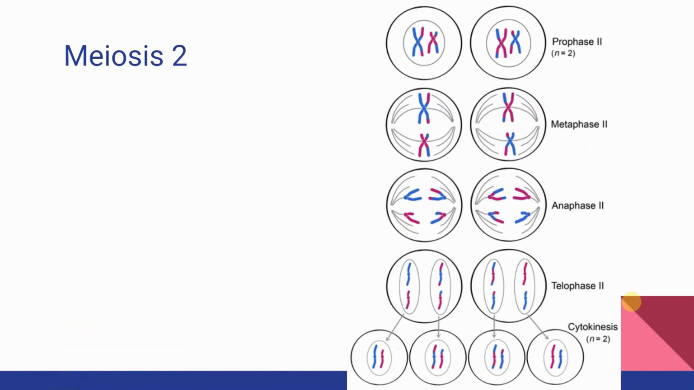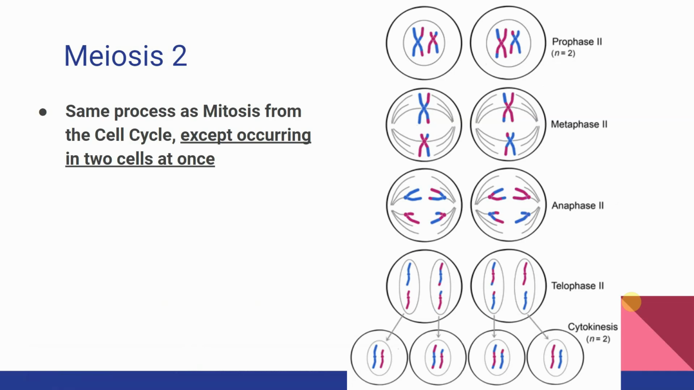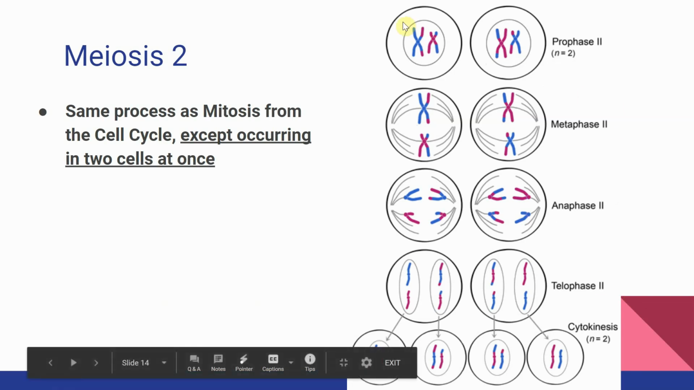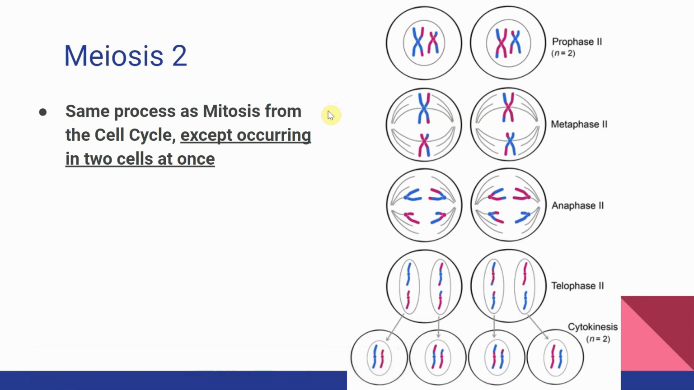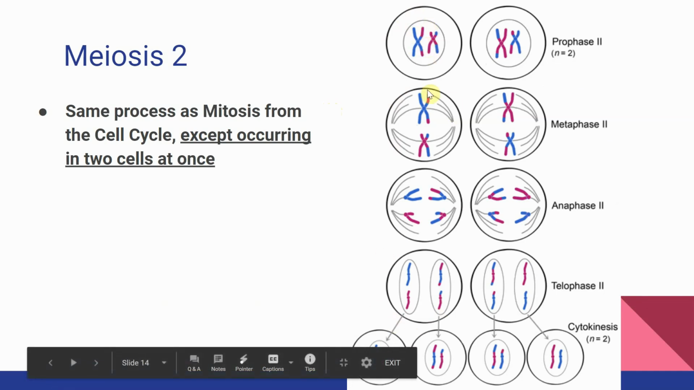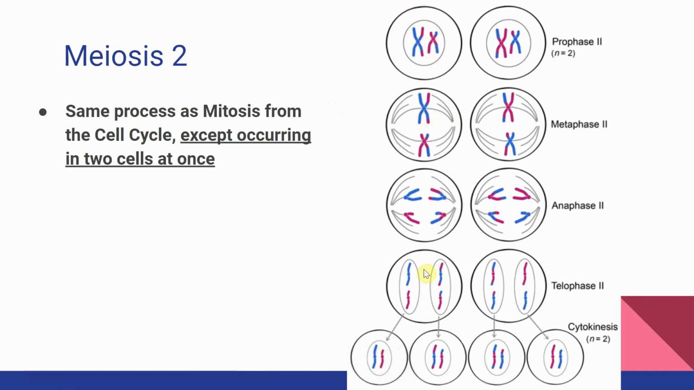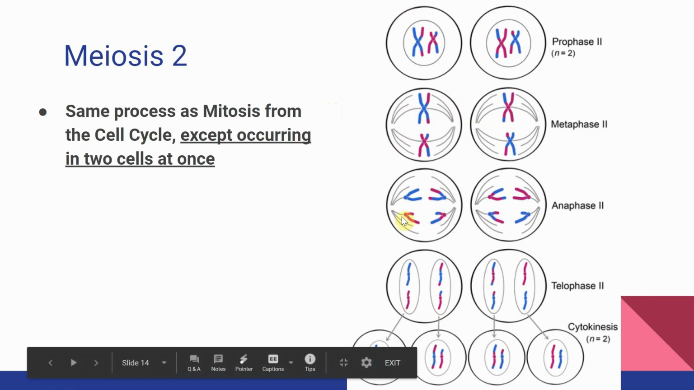Next, there's meiosis II. So this is where we repeat those stages, or rather those phases of mitosis that we've already talked about. As we should hopefully notice here, these pictures show the same process of mitosis from the cell cycle, except it's occurring in two cells at once. So if you were, for example, to just focus on this half of the picture, it looks exactly the same as mitosis. It's prophase, metaphase, anaphase, telophase, cytokinesis, just the same as we're used to looking at it.